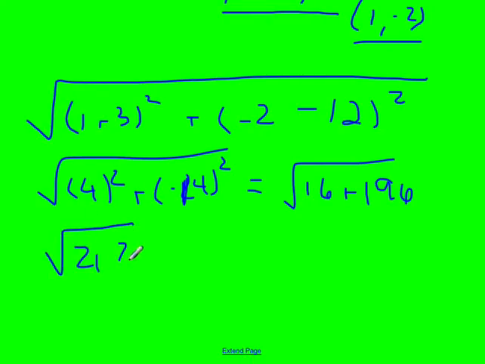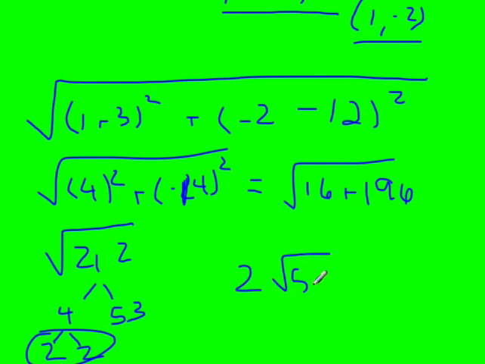So what I did is I divided 212 by 4, and that split up into 4 and 53. 53 is a prime number, but you can break 4 down into 2 and 2. So there's a pair of 2's that we can take out. So we get 2 times the square root of 53, and then our label is going to be feet for that one.